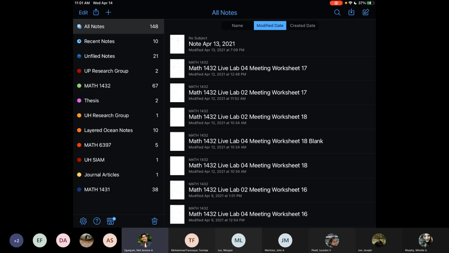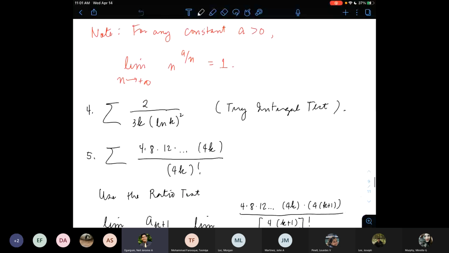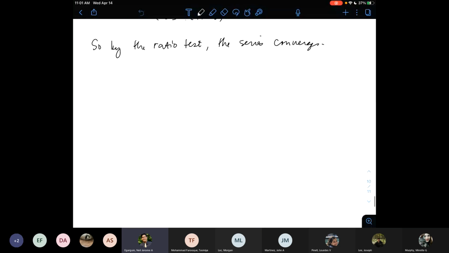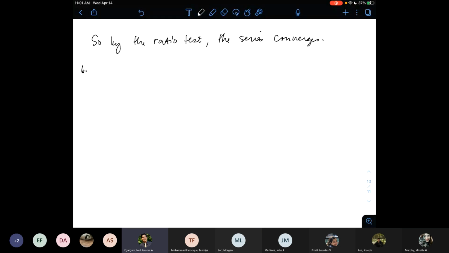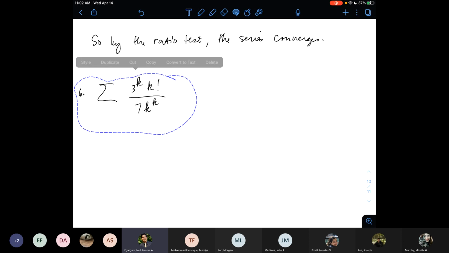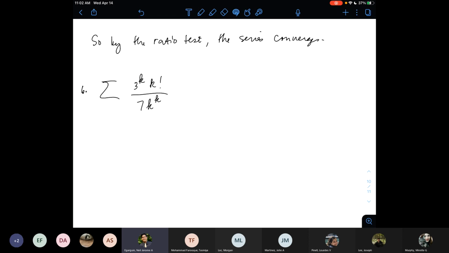So let's see, worksheet 17, right? Let's call it problem 6. Okay, any particular difficulty with the first question you sent, Morel? I see that you sent the summation of 3 to the power k factorial all over 7k to the power k. I see that you got your answer, the correct answer, but any particular difficulty with this one? Or what's the particular difficulty with this?